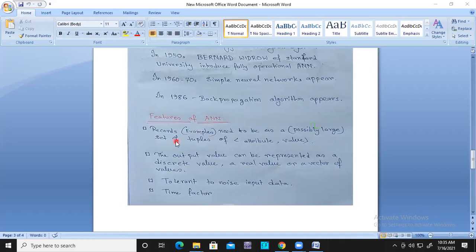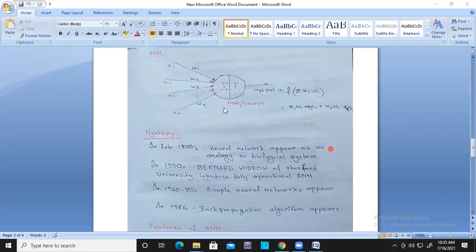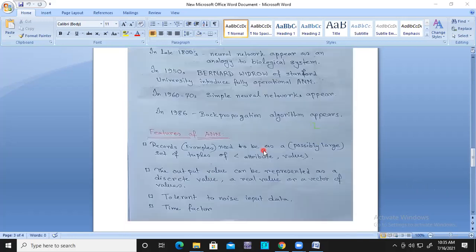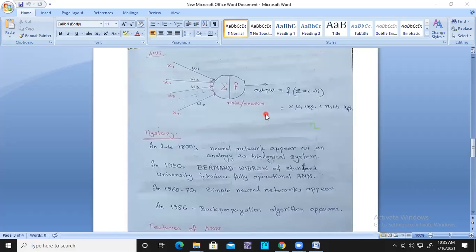Now, features of an artificial neural network. Look, it needs some records or examples, possibly a large set of tuples of attribute values. You have seen that there is a lot of programming: programming one, programming two, programming three. So it needs some examples, meaning a predefined program is required. This is a huge number of programs. If there is only a robot, you need to do only one set of program.